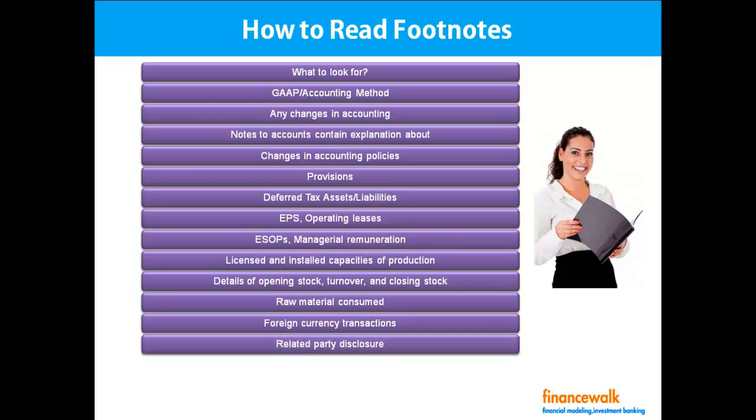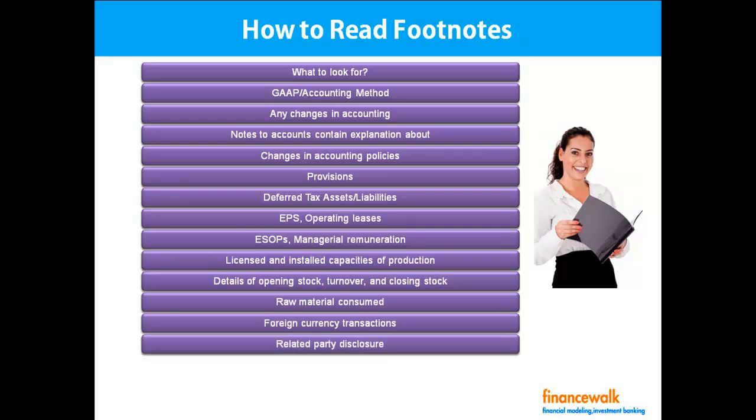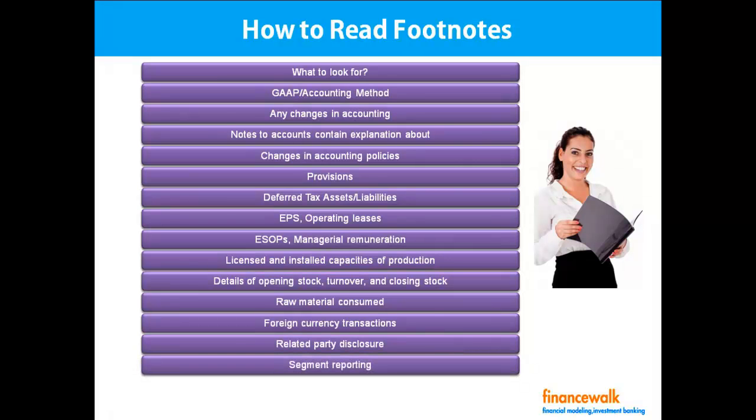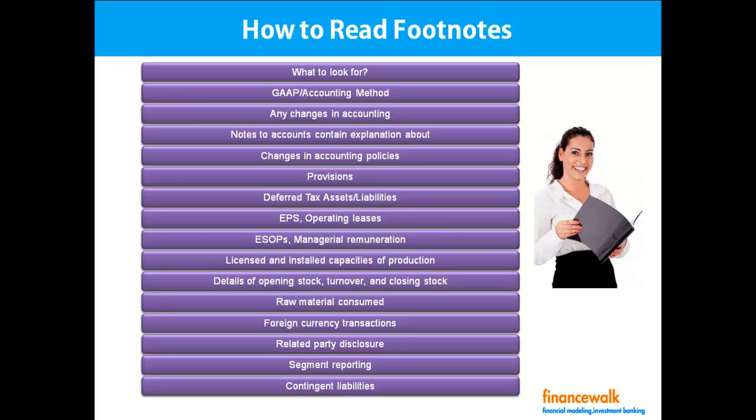Then related party disclosure, any transaction about related party disclosure. Segment reporting, if a company like HLL, Hindustan Lever has different segments, then segment reporting. And last is contingent liabilities. Look for contingent liabilities, like any case is pending against the company in the court and any liabilities or contingent liabilities payable to any firm or people. In that case, look at contingent liabilities. Then it will have a very bad impact on financial statements.